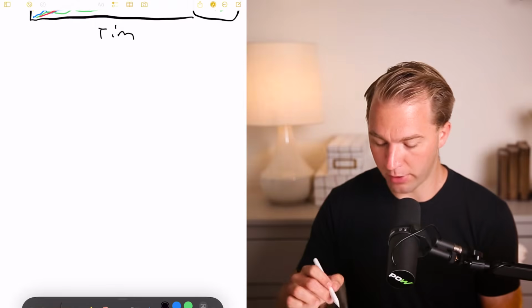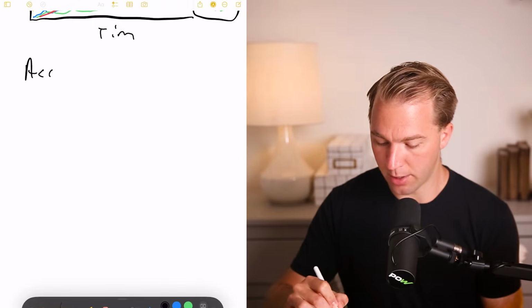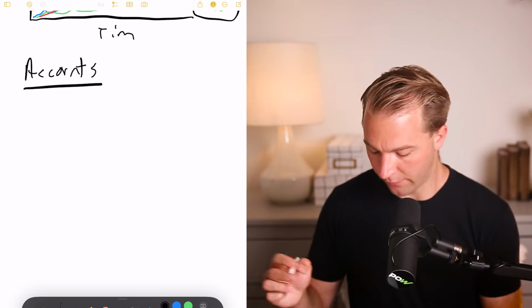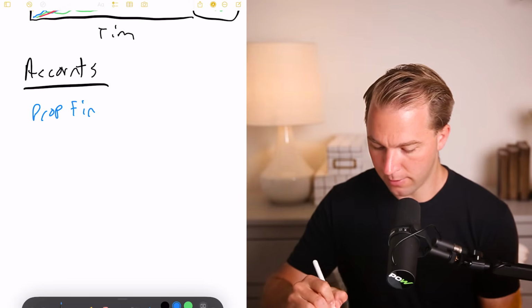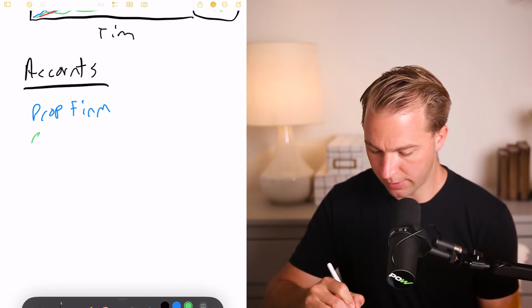I'm going to show one last way. So we'll get into that in just a second. We'll talk about how we can actually manage this level of bot creation at scale. But I do also want to talk about one last point of diversification, and that's diversification of accounts. Diversification of accounts means you can have prop firm accounts. You can have cent accounts.